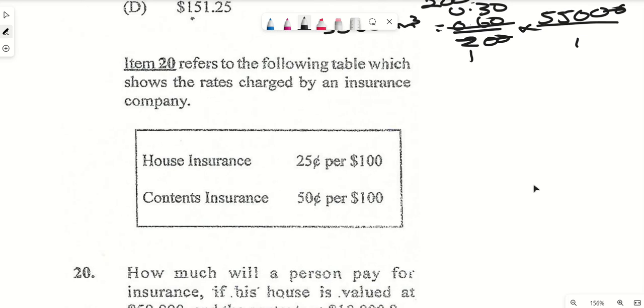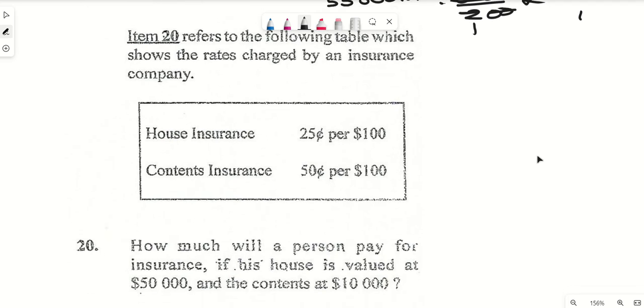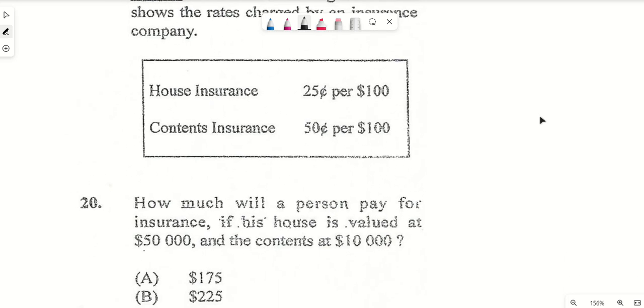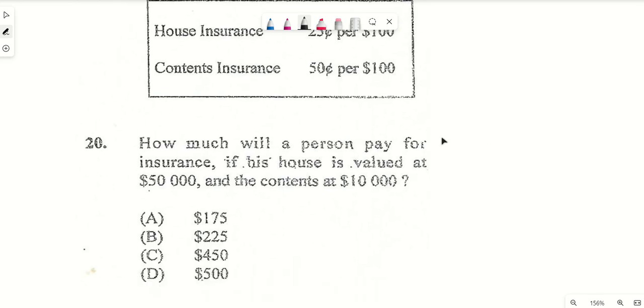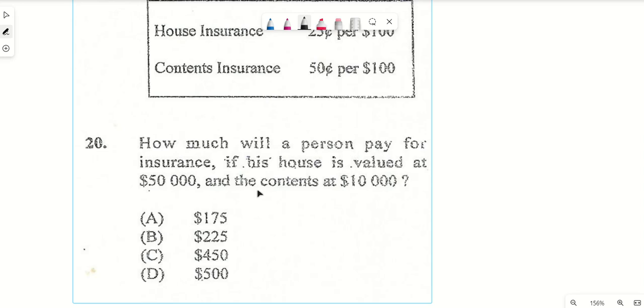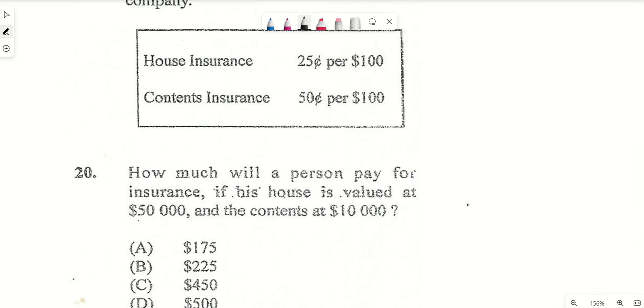All right, let's look at this one. Item 20 refers to the following table, which shows the rates charged by the insurance company. House insurance, 25 cents per 100. So for every 100, they are charging 25 cents. And contents insurance, 50 cents for every 100. How much will a person pay for insurance if his house is valued at 50,000 and the contents at 10,000? So we know this is your house insurance. This is your house and this is your contents.